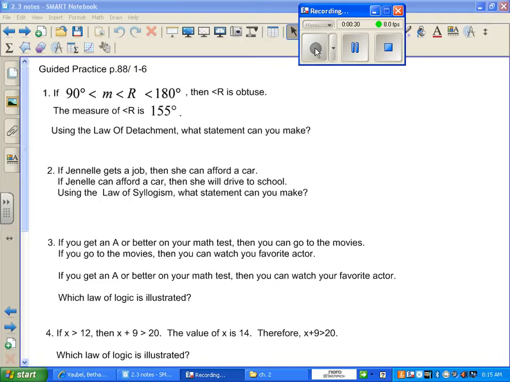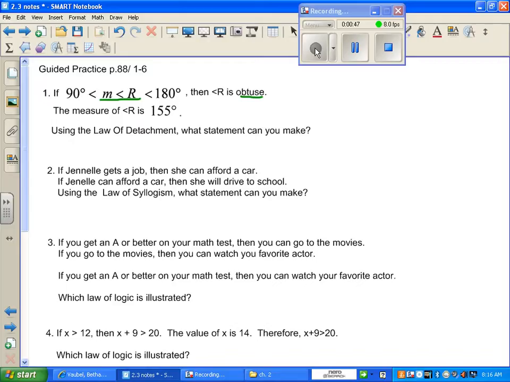All right. In number 1, you are given an angle R that is between 90 and 180. So if this measure of angle R is between 90 and 180, then it is obtuse. Here you have the angle R between those two measures. That makes it obtuse. That's our definition of obtuse. So that's a statement. What follows the if is your hypothesis. What follows the then is your conclusion. Now you're starting with another statement. It starts off saying the measure of angle R is 155 degrees, and our job is to make a conclusion from there.